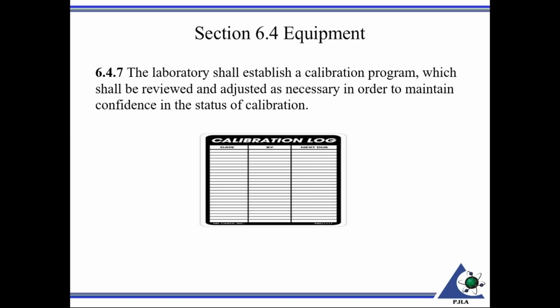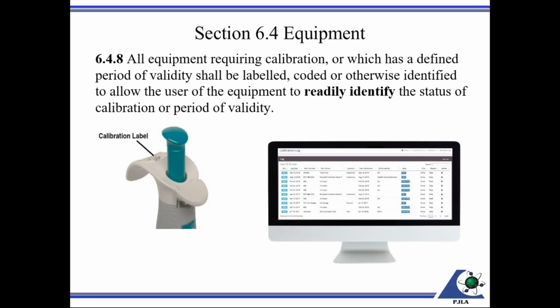So again, as per 647, calibration programs need to be established. All equipment requiring calibrations or which has a defined period of validity shall be labeled, coded, or otherwise identified to allow the user of the equipment to readily identify the status of the calibration or period of validity. So based on that calibration program, that calibration interval you put on the device, you should be able to associate that with the device when it's being used.